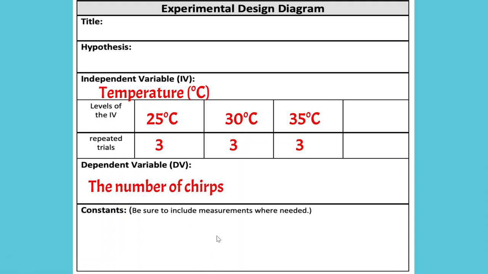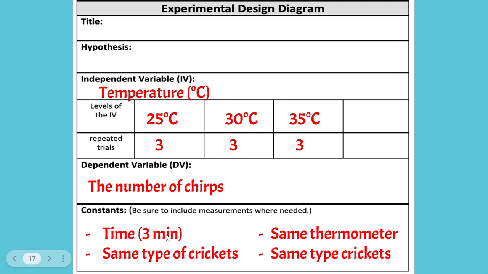So we want to think about constants. And the things that are going to stay the same, we're going to use 3 minutes as our timer for when we count chirps for every single situation. We're always going to use the same thermometer. We're using the same type of cage with the same stuff inside of it. And so we're using leaves and grass. We are using the same types of crickets, and that's important because different species of crickets chirp at a different rate anyway. I didn't mean to have same type of crickets on there twice. Sorry about that.